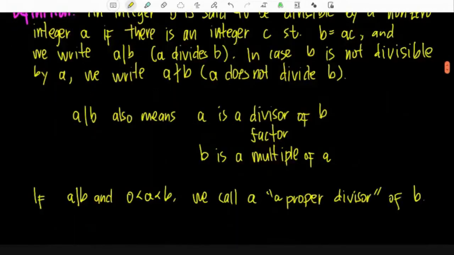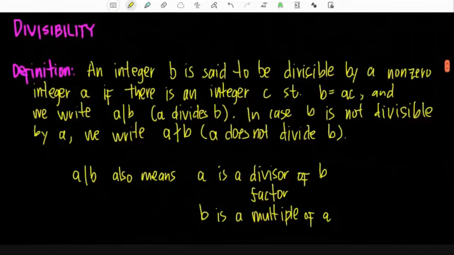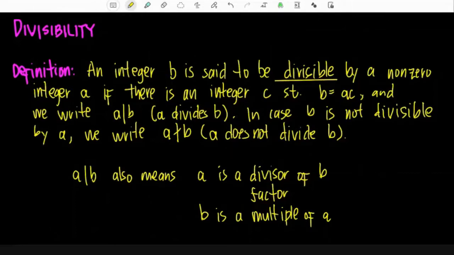So, what do we mean by divisibility? Okay. Papalitan ko lang yung value ng B at A. An integer B is said to be divisible by A, kung saan yung A is a non-zero integer, of course, we don't have division by 0. So, we don't divide a number by 0. So, B is said to be divisible by a non-zero integer A if there is an integer C such that B is equal to AC.